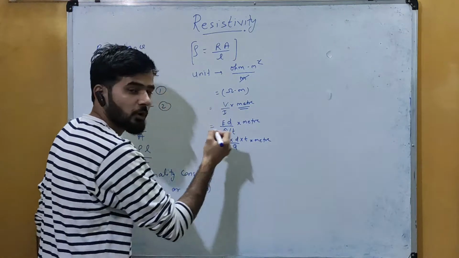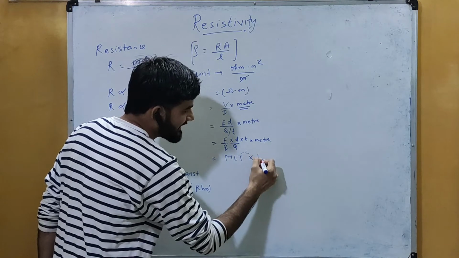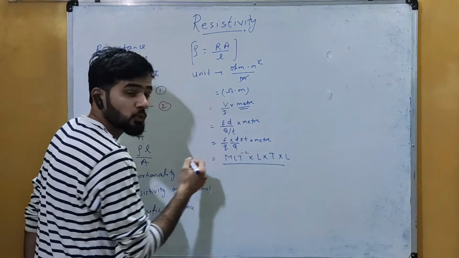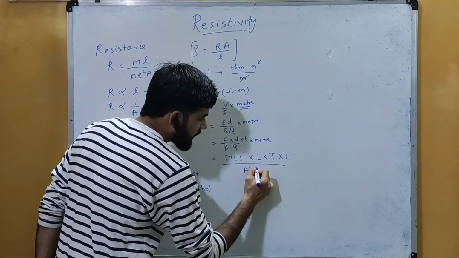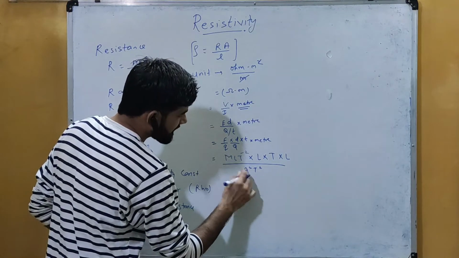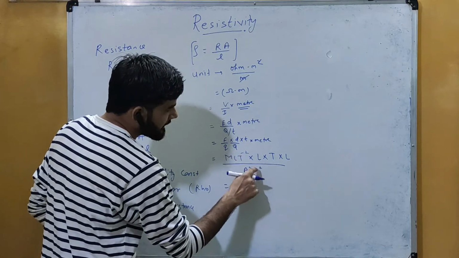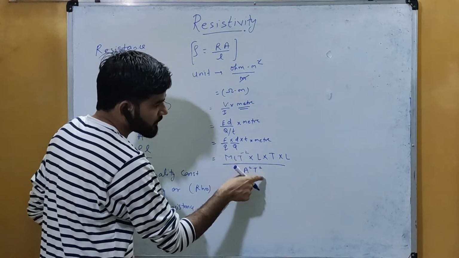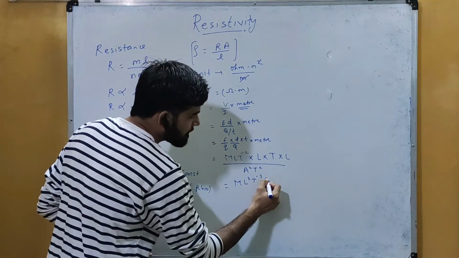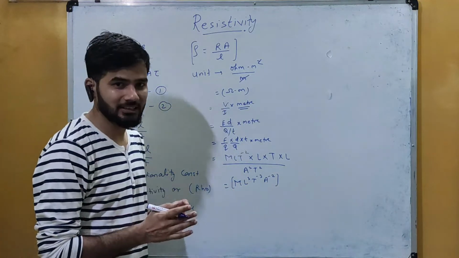Now I can write the dimensional formula for all of this. Force is MLT⁻², d is length, time t, into meter again length, divided by Q squared, that is A²T². Here I can write M, and L³, T raised to power minus 2 and minus 4 plus 1, that is minus 3, and A⁻². So this is the dimensional formula of resistivity: ML³T⁻³A⁻².